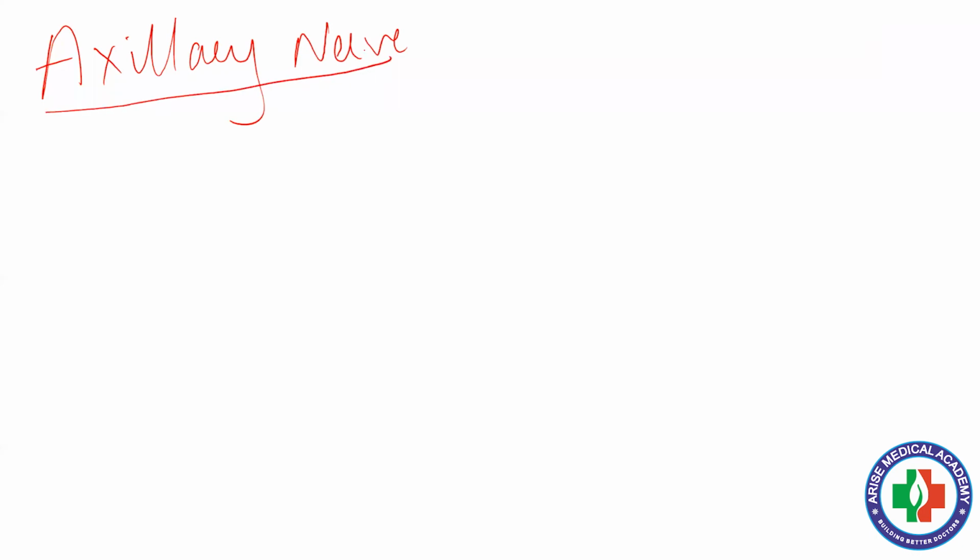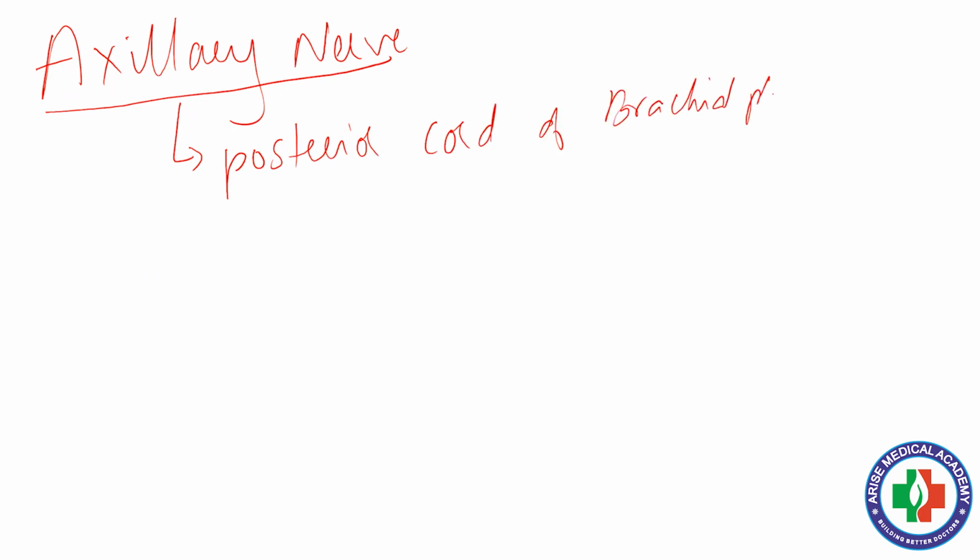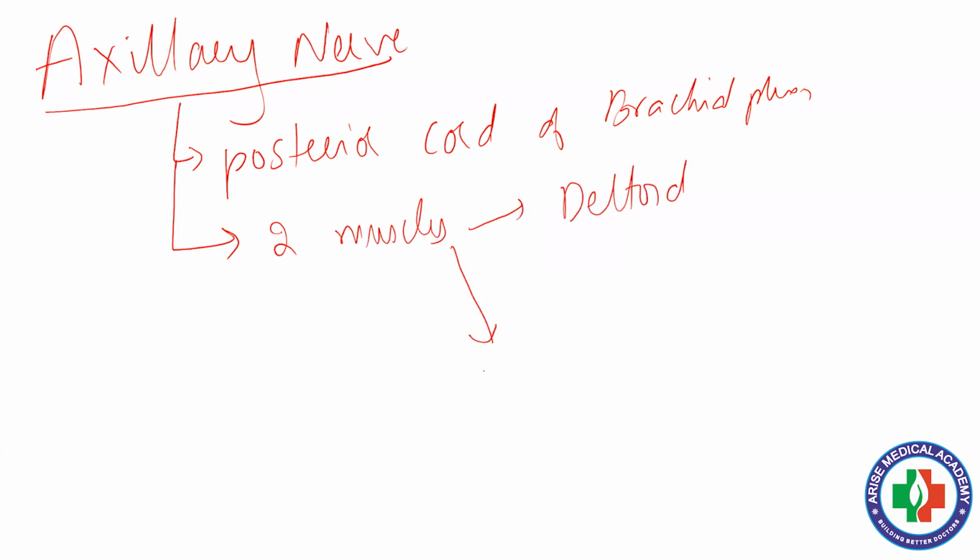The next ones, axillary nerve and radial nerve. I'll start with the axillary nerve. The axillary nerve is very simple. It originates from the posterior cord, part of the ULTRA posterior cord of the brachial plexus. It supplies only two muscles in the body: one is deltoid and one is teres minor.